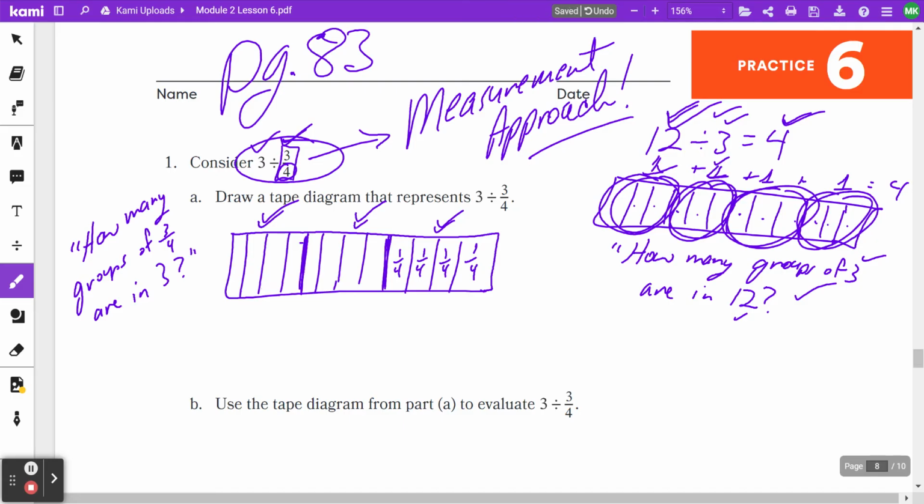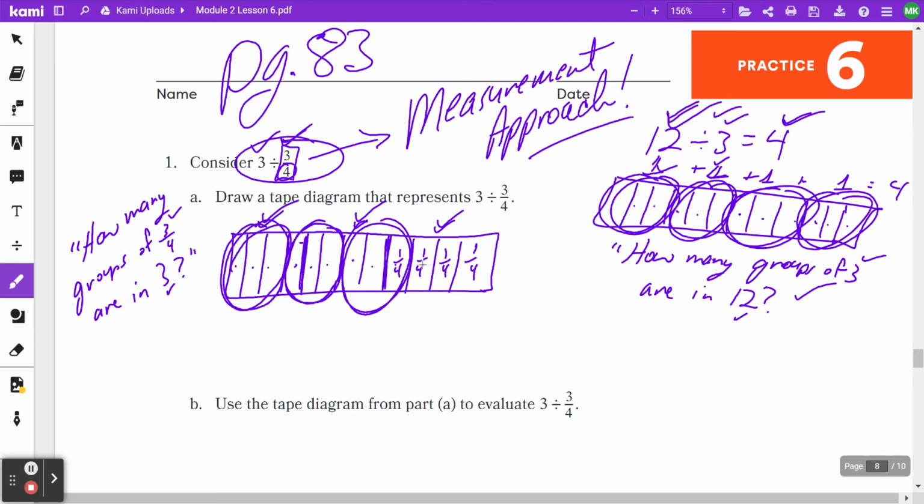Now what I'm doing is measuring out, or asking, how many groups of 3/4 are in the 3. If everything is a quarter, I'm just going to say 1, 2, 3. There's a group of 3/4. And 1, 2, 3, there's a group of 3/4 there. So there's one group, two groups, 1, 2, 3.